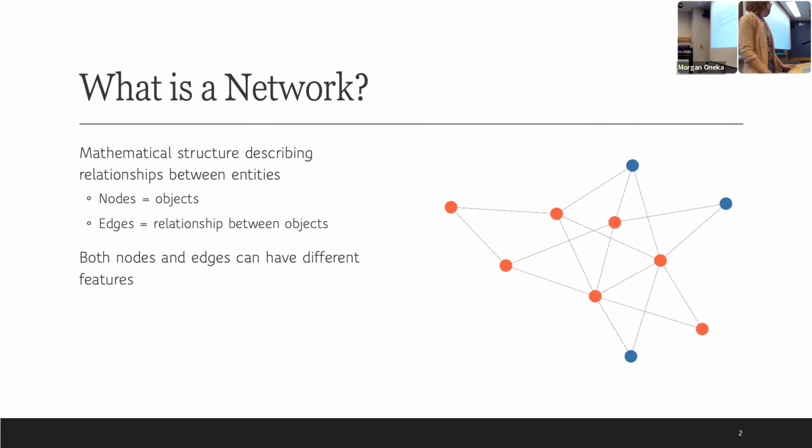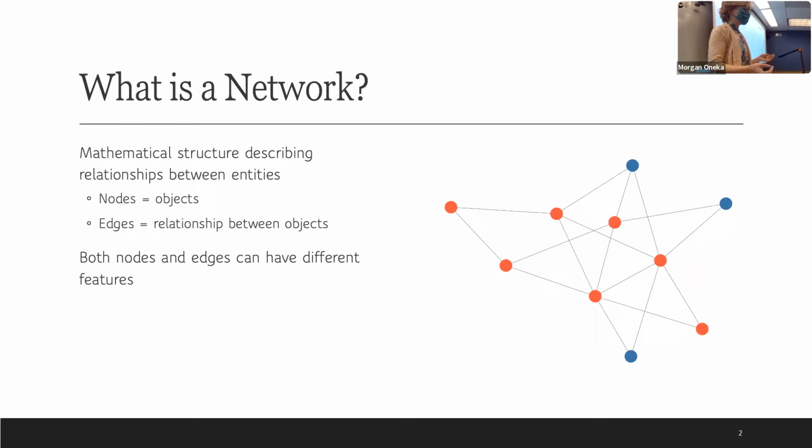Before I get too far into what I've actually been working on, I want to take a step back and talk a bit about networks. I feel like everyone should probably know at least a little bit about networks, but just as an overview, because I work with this a lot, I want to make sure we all have the same vocabulary. A network is a mathematical structure that is used to describe relationships between different entities, to describe a system of things interacting with one another.